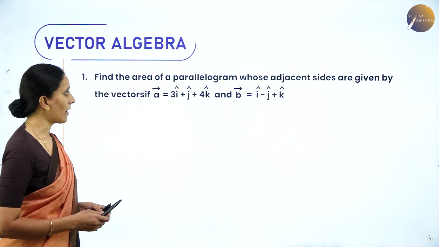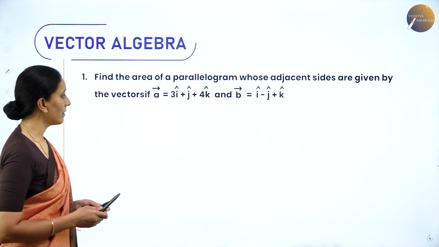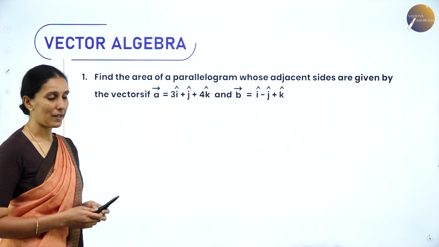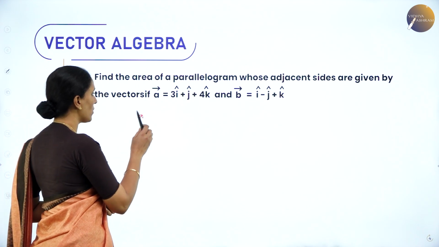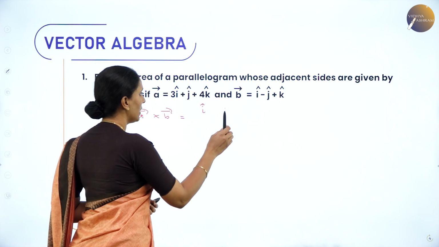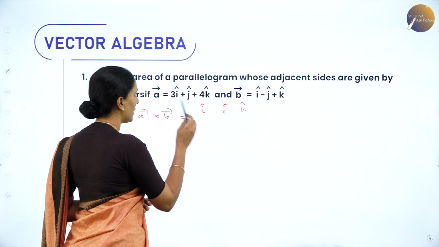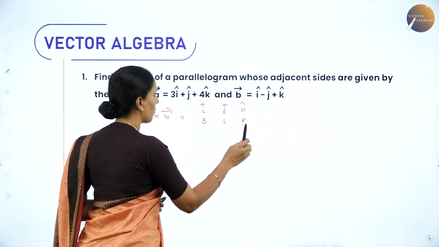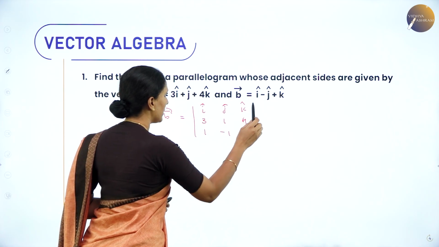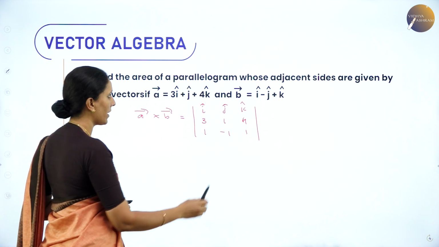Find the area of the parallelogram whose adjacent sides are given by the vectors vector A 3i plus j plus 4k and vector B i minus j plus k. So we know that A cross B can be represented in the determinant form as i, j, k in the first row, scalar components of vector A in the second row, and scalar components of vector B in the last row. So therefore it is i, j, k, 3, 1, 4, 1, minus 1, 1.